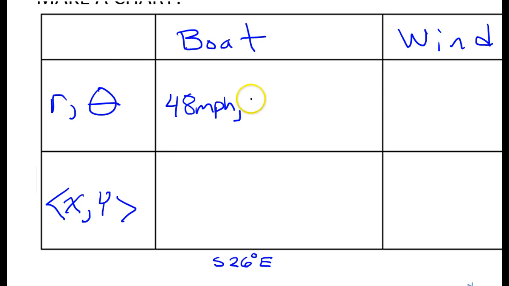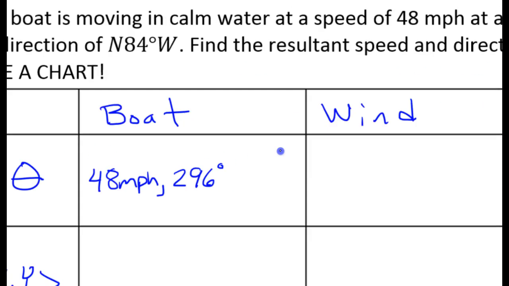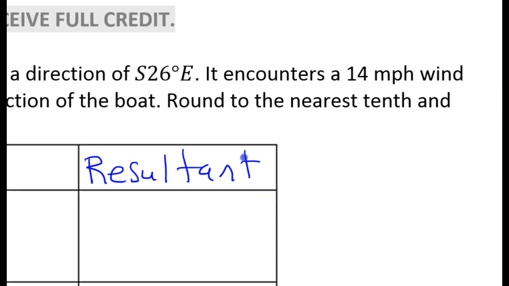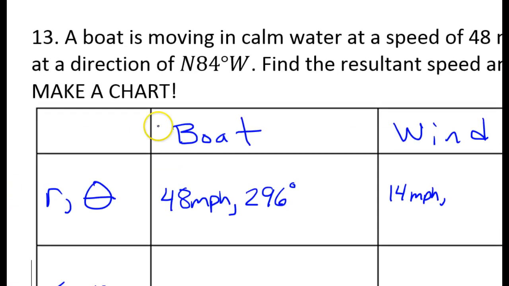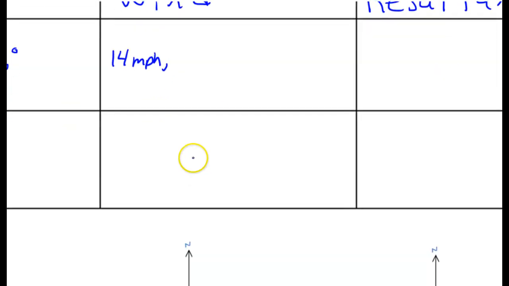Okay, so 296 degrees. So magnitude and direction. How about the wind? What did they say about the wind? 14 mile per hour wind. Well, that is the magnitude. So 14 miles per hour. Now how about the direction? At a direction of north 84 degrees west.